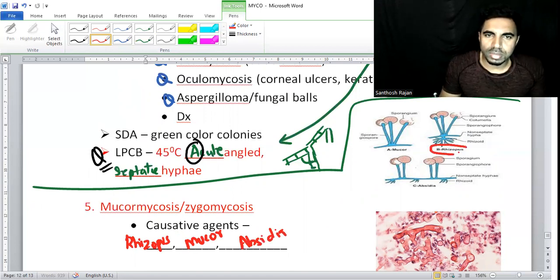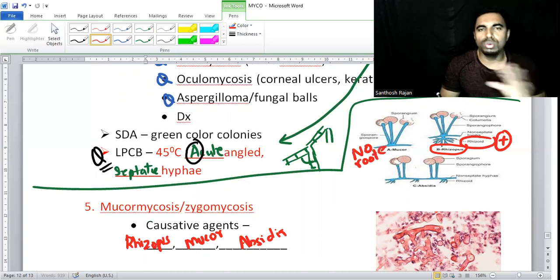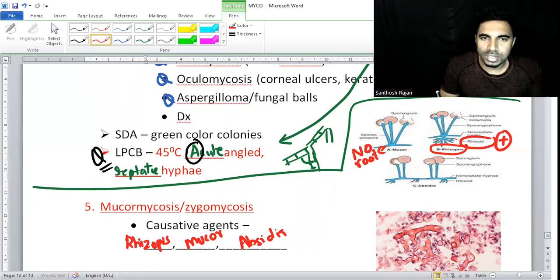So, see this picture. First one, Rhizopus, root is positive. You see rhizoids or root is positive. Rhizoids means root is present, exactly, there are roots below. Mucor has no roots. No rhizoids. That's Mucor, no rhizoid. In Absidia, intermittently it's present.